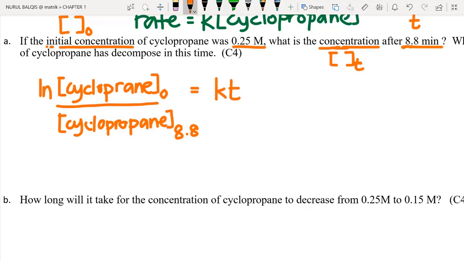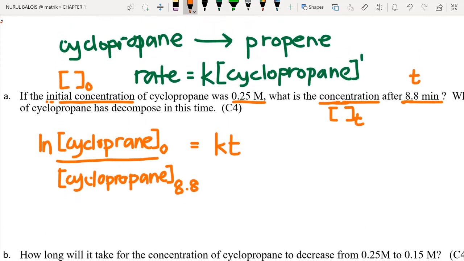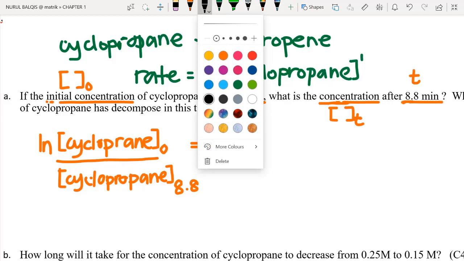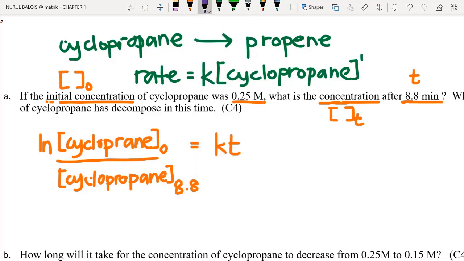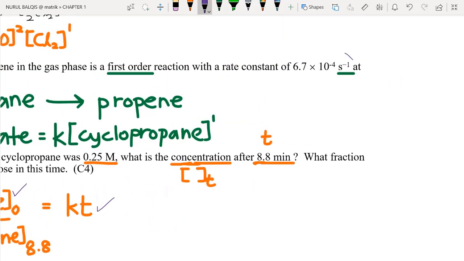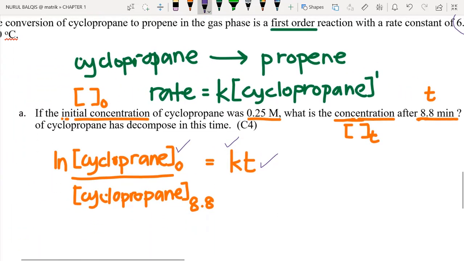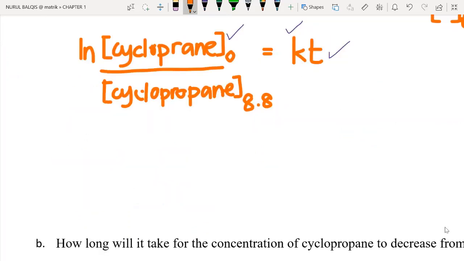So let's check whether we already have this information or not. Do we have information regarding concentrations at initial? Yep, we have this. Do we have the time? Yep. Do we have the rate constants? Yep, we already have this, 6.7 times 10 to the power of -4. So all that's left here is only our concentration of cyclopropane after 8.8 minutes.